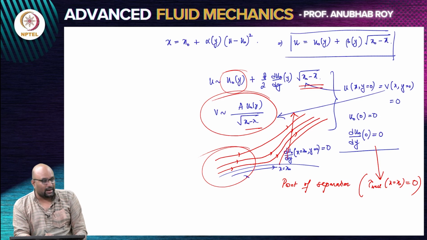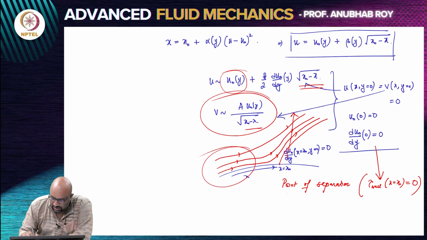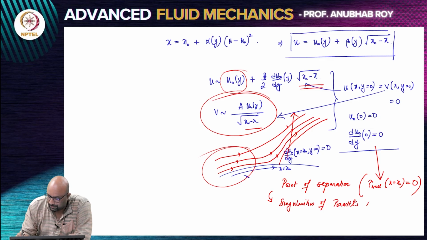It loses meaning, right? You are taking a square root of a negative number, it loses meaning. So, the solution does not have any physical meaning beyond x equals x naught from here. So, effectively the point of separation, mathematically speaking, arises as algebraic singularities of Prandtl's boundary layer equations.